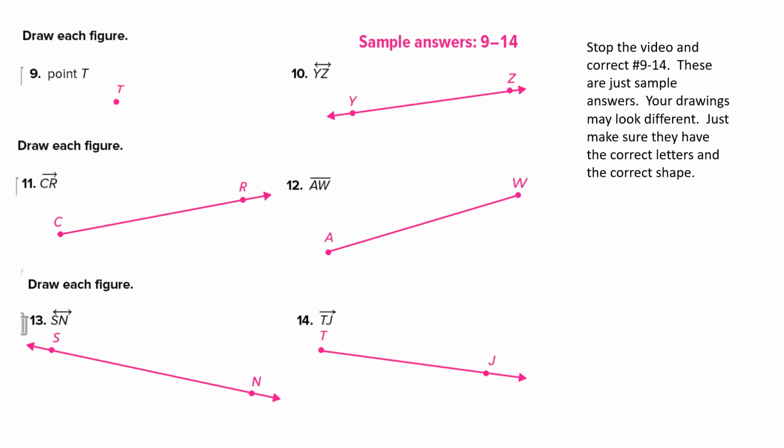Now I want you to know that your drawing might not look exactly like mine. The key thing here is that when you're doing lines, rays, or line segments, it has to be straight. And you have to have the endpoints and the arrows correct. And you have to have the letters correct. But it can be tilted in any direction.